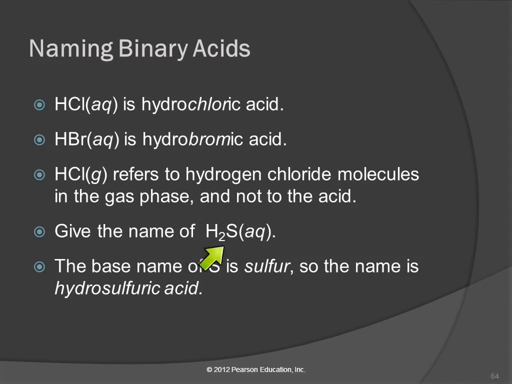So H2S. We see the H, we say this is an acid. And we look at the rest of it. There's just one element, sulfur. This is not an oxyacid. So I'm going to use the prefix hydro. And the base name for sulfur, sulfuric acid, hydrosulfuric acid. Any questions?